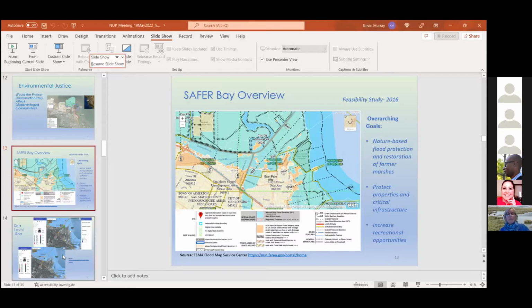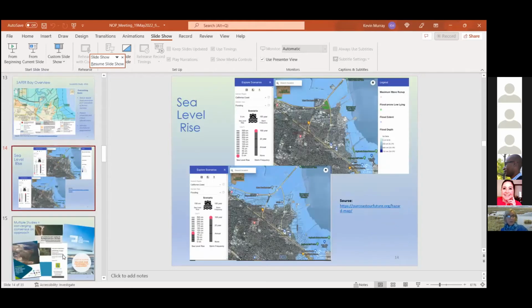So what are the overarching goals of this project? We have three: nature-based flood protection, protect properties and critical infrastructure, and while doing so, increase the recreational opportunities and connections with the shore. So Kevin, you can, yeah, there we go.